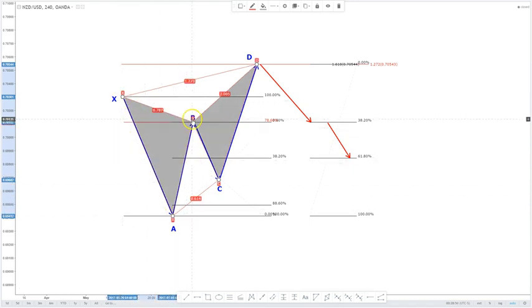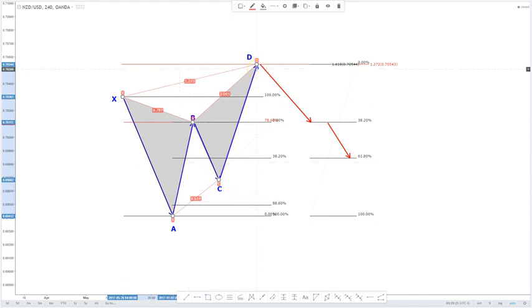XA, B retracement 0.786, pull back. C can be 0.382 all the way up to 0.886. But the extension for a butterfly has to be a 1.27 of XA and an ABA of a 1.618 or a 2.24. Our take profit targets, once again, A to D, 0.382 and 0.618 of the full move to the upside.